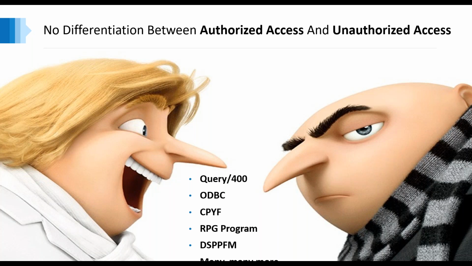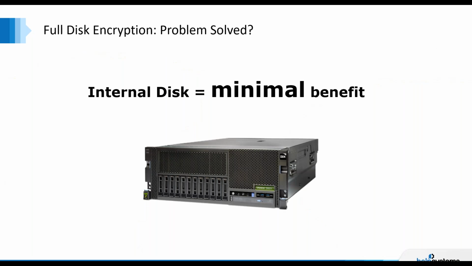So I can't do anything selectively, regardless of whether I'm the good guy or the bad guy, whether I'm using a tool like Copyfile or Query, or I write my own RPG program. The database sees the request coming from the user, and assuming that they have object level security, they're going to be handed the plain text version because the disk controller is going to serve up the decrypted version of that data. It doesn't make any differentiation.